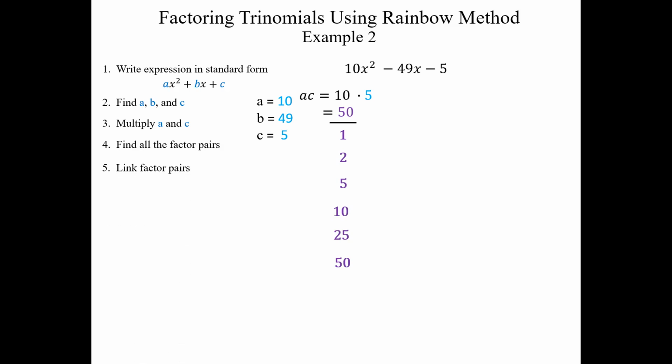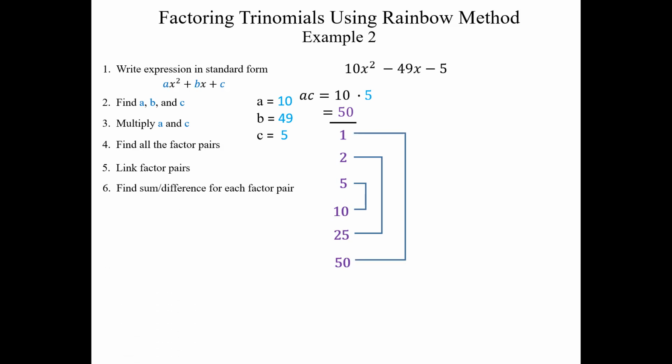Now we need to link our factor pairs. Starting with the center, we have 5 and 10 for 50. The next pair is 2 and 25. And our last pair is 1 and 50. Now let's find the sum and the difference for each factor pair. So we'll put our sums on the top corners and the differences on the bottom corners.